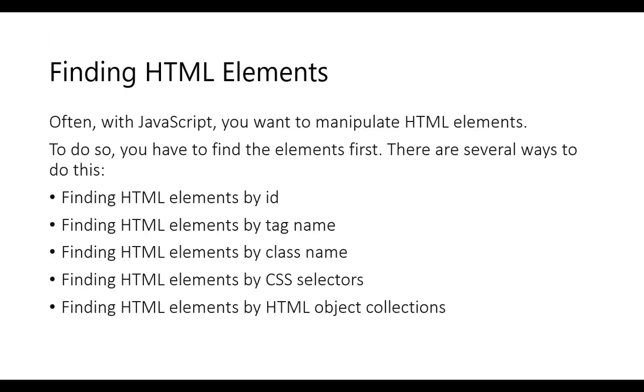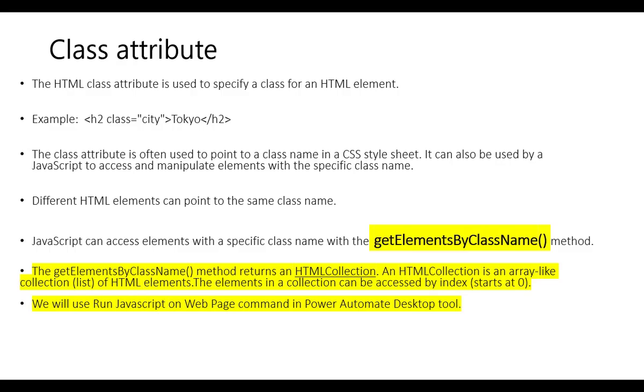So I will move on to the class attribute. The HTML class attribute is used to specify a class for an HTML element, as you can see here. This is the class attribute of this H2 element. We will be using the get elements by class name method together with the inner text property.